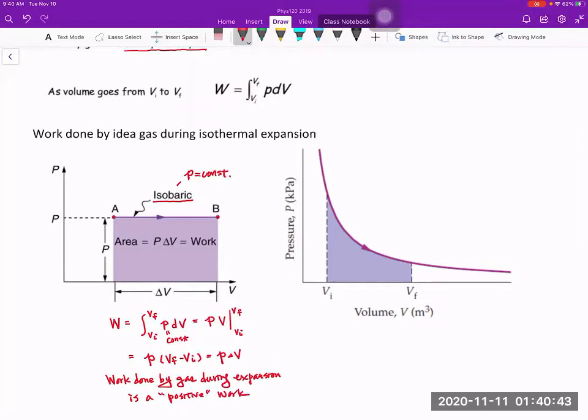Let's look at another situation. This one is more interesting than the isobaric. Isobaric simply means the pressure is a constant. What about if we do some kind of expansion, but we don't keep the pressure constant? Instead, we keep the temperature constant. If you keep the temperature constant, this is what we call the isothermal process, which means temperature is a constant.